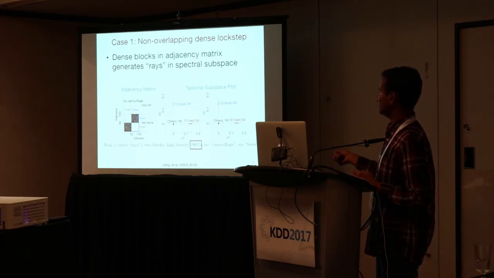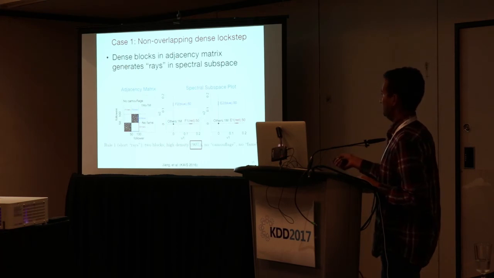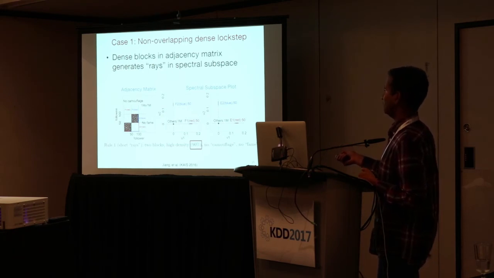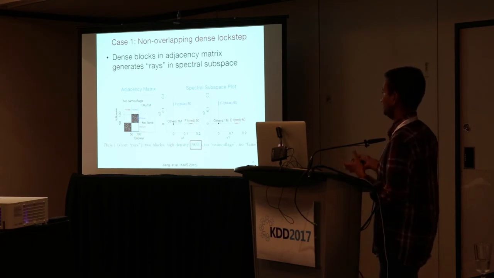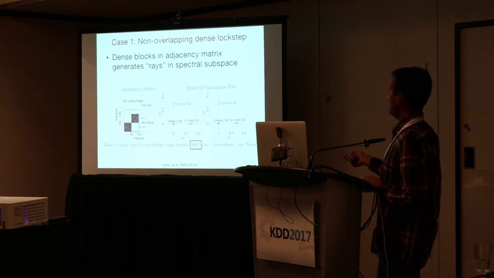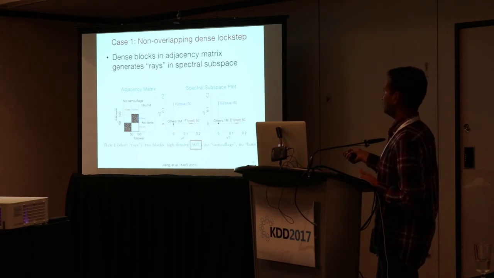The 50 blue followers are represented here, while the other users are very close to the 0-0 point. So essentially, spokes are formed in the first left singular vector representing these bot follower accounts. And when you look at the right singular vector, you get spokes.